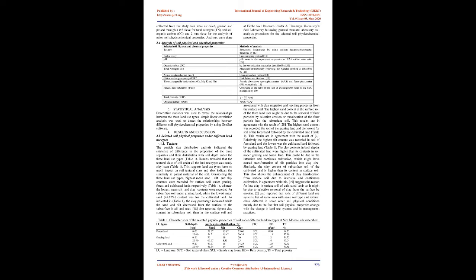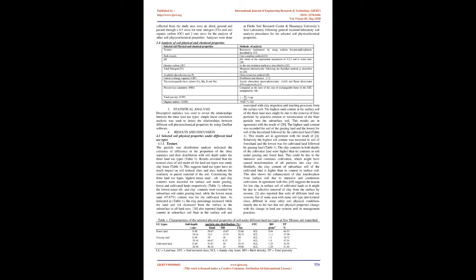Considering the three land use types, the highest mean sand, silt, and clay contents were recorded for surface soil under grazing, forest and cultivated lands respectively, Table 1, whereas the lowest mean silt and clay contents were recorded for subsurface soil under grazing land, while the lowest mean sand, 47.67%, content was for the cultivated land. As indicated in Table 1, the clay percentage increased while the sand and silt decreased from the surface to the subsurface in all land uses.